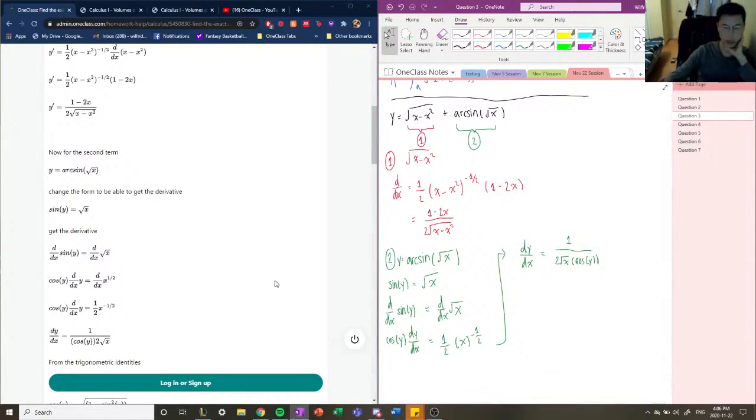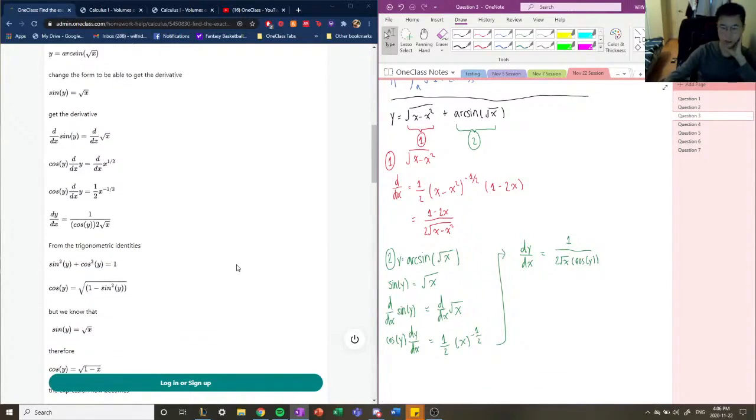But the problem here is whenever we implicitly differentiate, our derivative is a function of the independent variable and the dependent variable. So we want to get rid of this cos y. So we're going to use a trigonometric identity here. We know that cos squared y plus sine squared y equals 1. Okay, we know that equals 1. So we know that cos of y equals the root of 1 minus sine squared y.